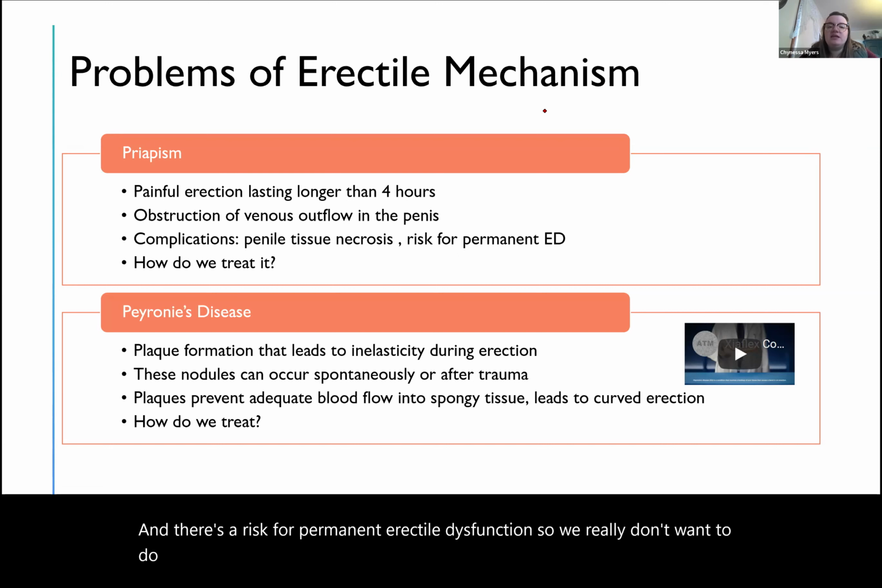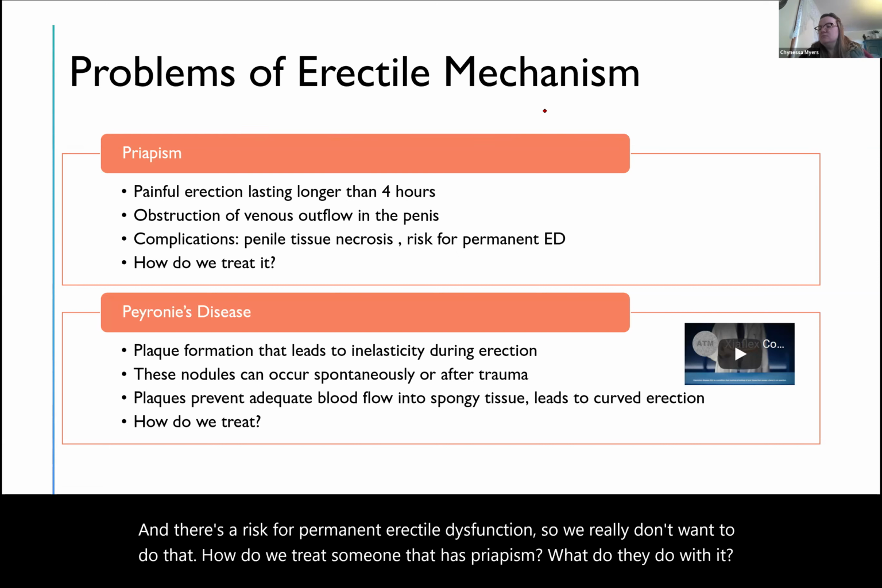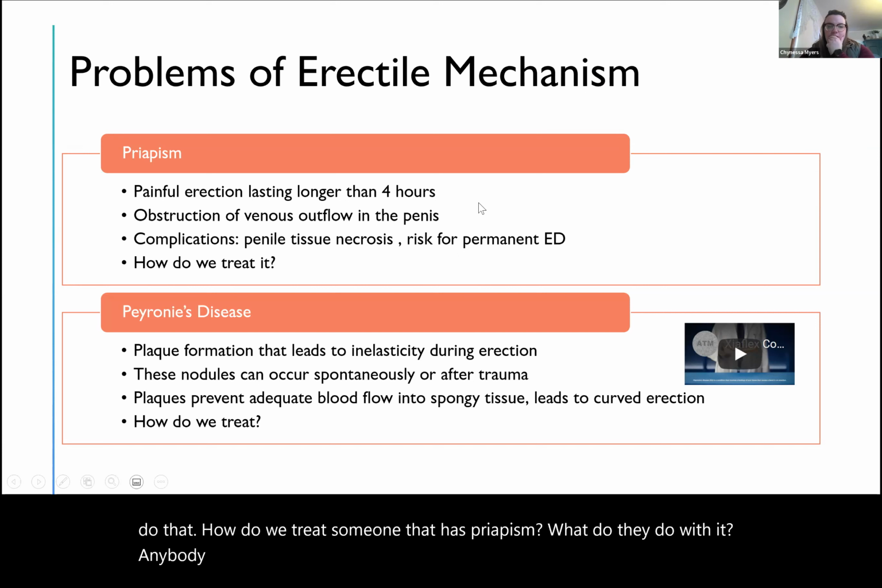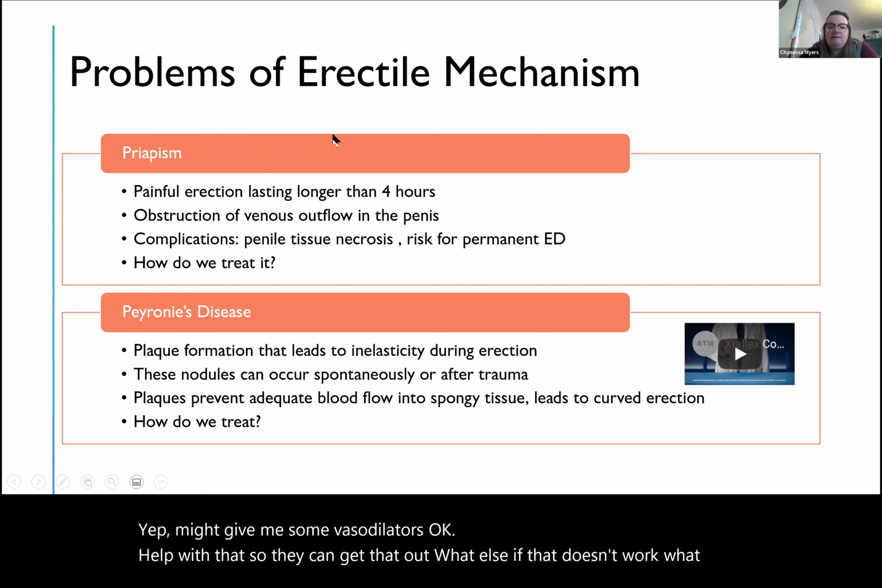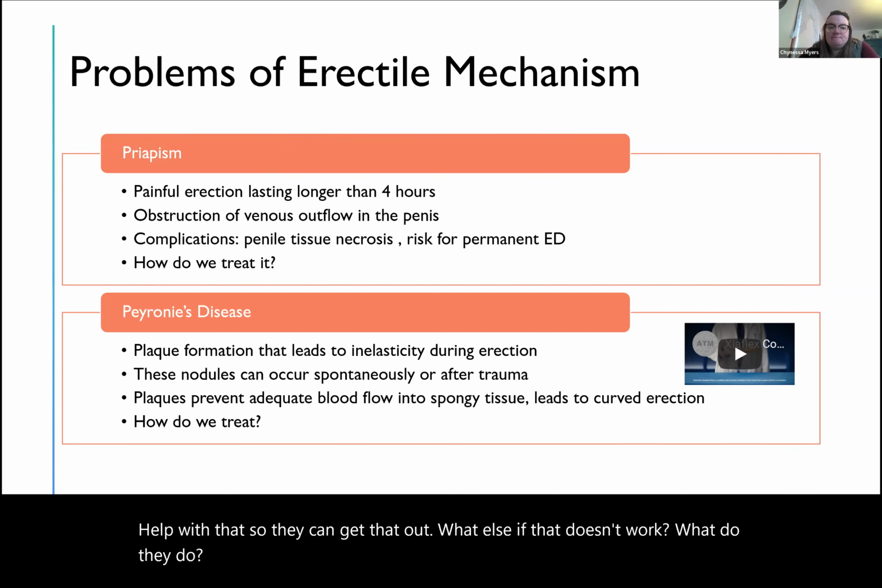How do we treat someone that has priapism? What do they do with it? Anybody know? Vasodilators? Yep, they might give them some vasodilators. Help with that. See if they can get that out. What else? If that doesn't work, what do they do? Ice, sure.